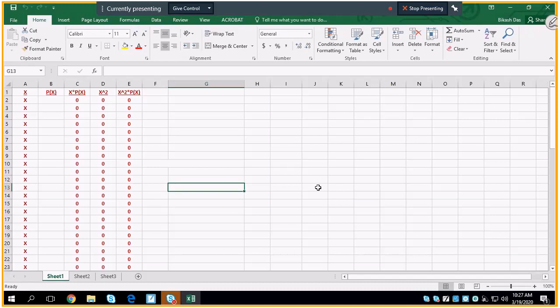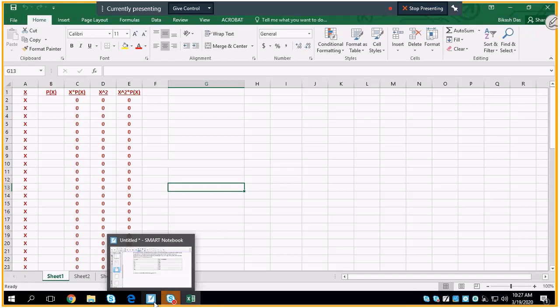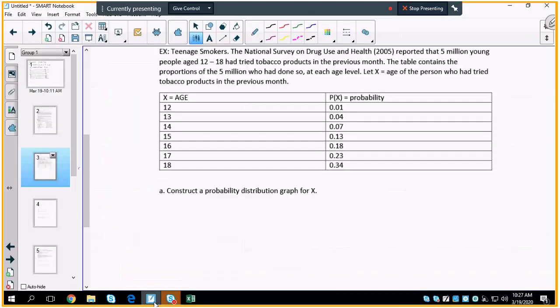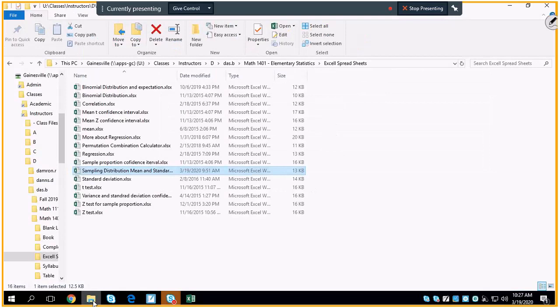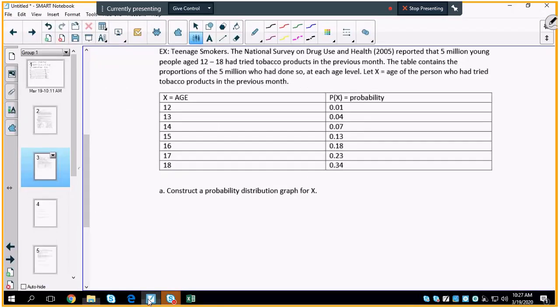So the Excel spreadsheet that I said we're going to use is called sampling distribution mean and variance. So it is in the shared class file under the folder Excel spreadsheet. You just have to click on sampling distribution mean and standard deviation. So let's write it down so that we remember for future usage.